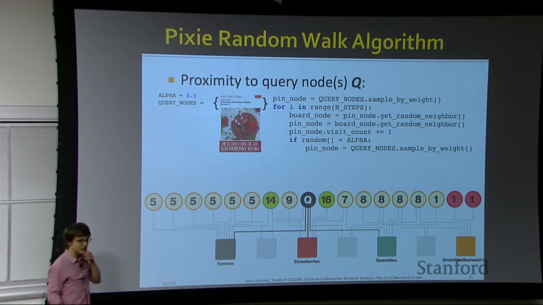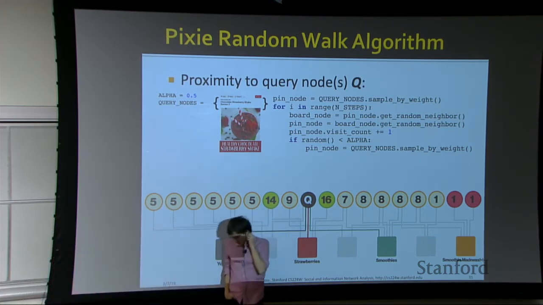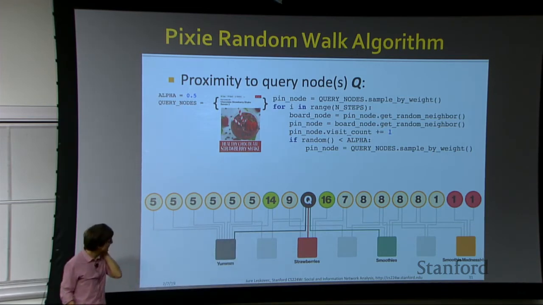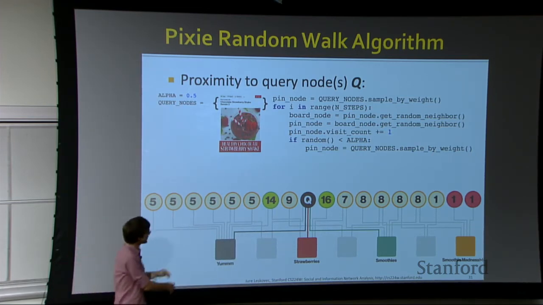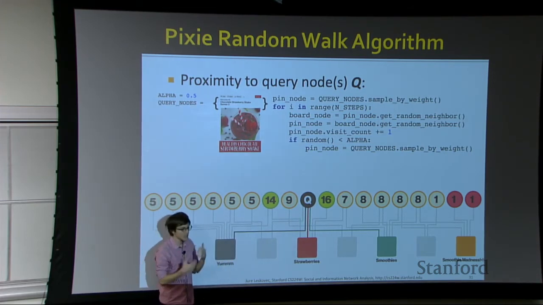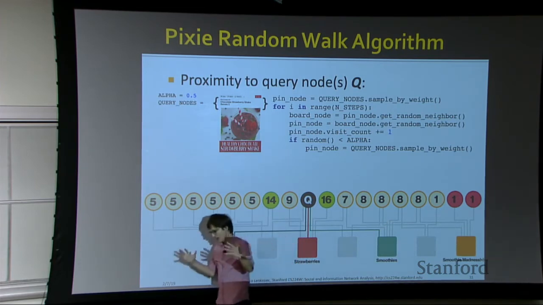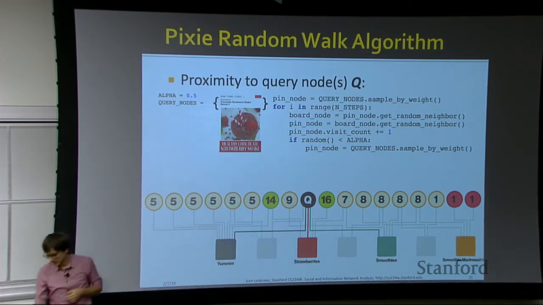You can run this blazingly fast. You can run about 100,000 steps of this in about 20 milliseconds. So this means that you can very quickly get these visit counts, right? And you can then return nodes according to these visit counts, and you return the top nodes.